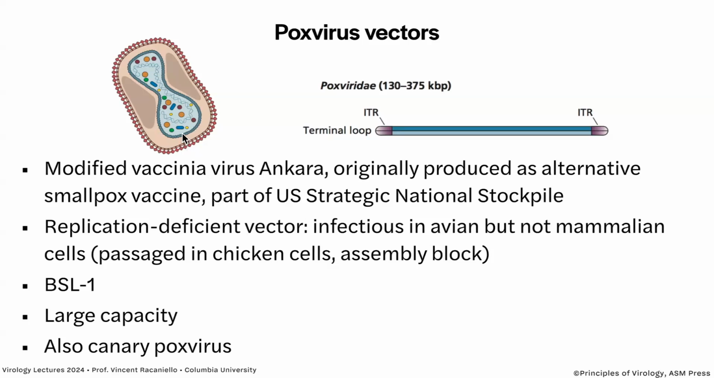There's also a vaccine against H5N1 influenza virus in the strategic national stockpile. This is a replication deficient vector. This virus is infectious in avian cells, but not in mammalian cells. And that's because the virus was passaged extensively in chicken cells, and there's an assembly block latent infection. So it will get into mammalian cells and replicate, do gene expression, but it won't make infectious virus. So you can work with it under BSL-1, very easy lab conditions, it has a big capacity. And we've also used another poxvirus as vectors, canarypox virus, which you'll hear mentioned today.